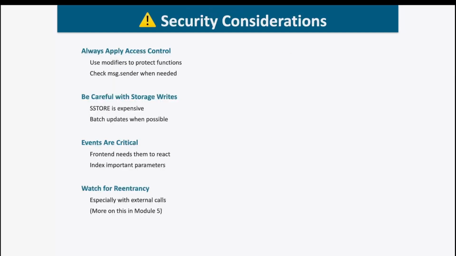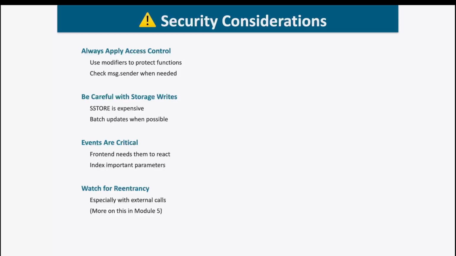Before you deploy smart contracts, you must think about security. Always apply access control. Many vulnerabilities come from forgetting access control. If a function transfers money, modifies state, or does anything important, restrict who can call it. Be careful with storage writes. As we've discussed, storage writes are expensive, but they're also risky from a security perspective. If you update storage incorrectly, you can corrupt state. Batch updates where possible and be very careful with the order of operations.